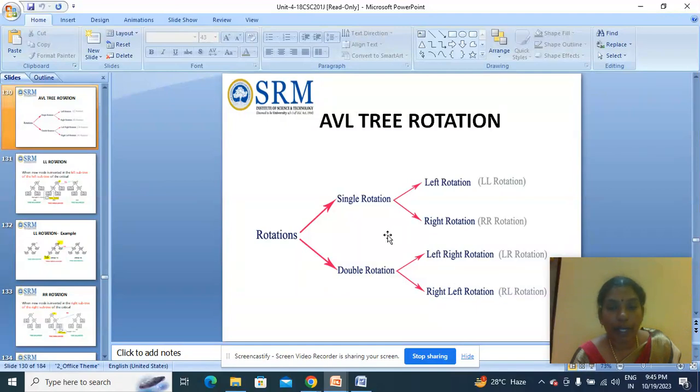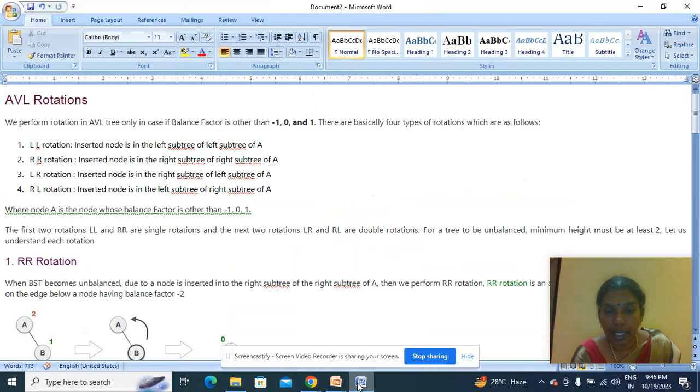Let's see one by one with these notes. So here these are the four types of rotation. LL case, then RR case, then LR case, and then RL case. Left subtree of left child, right subtree of right child, then left subtree of right child, right subtree of left child. So these are the four cases.